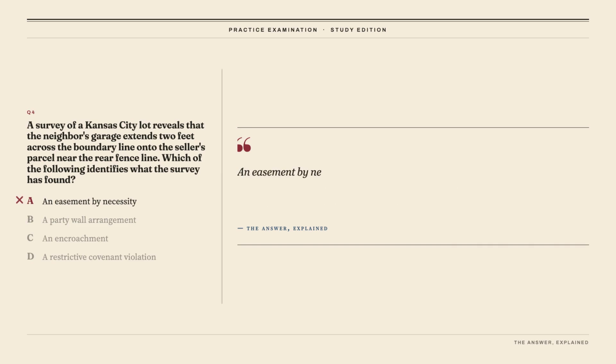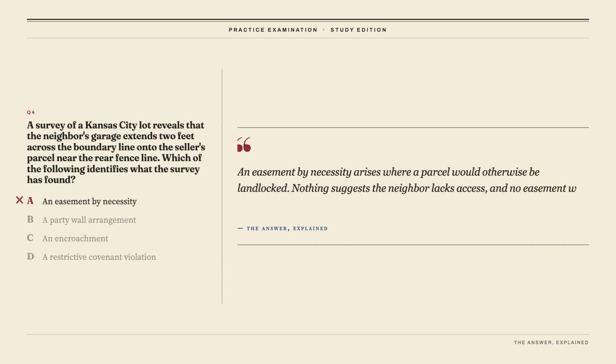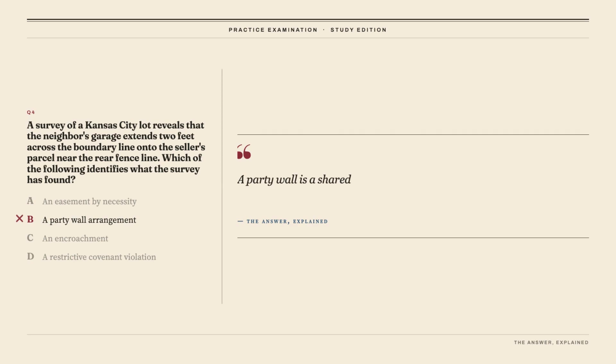A is wrong because an easement by necessity arises where a parcel would otherwise be landlocked. Nothing suggests the neighbor lacks access, and no easement was created here at all. B is wrong because a party wall is a shared structure the 2 owners agreed to build on the boundary.